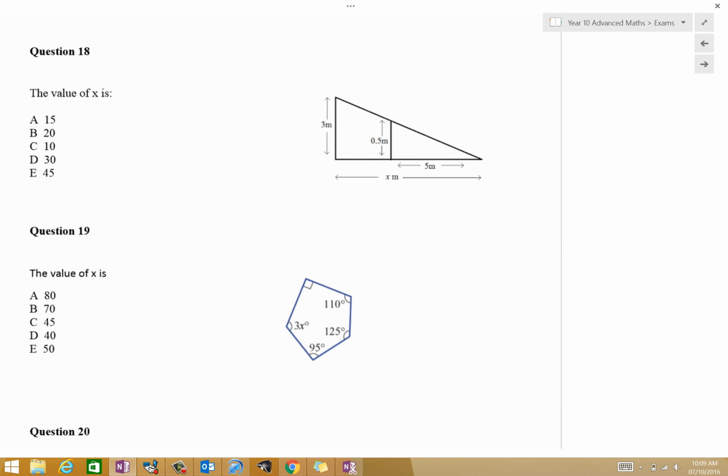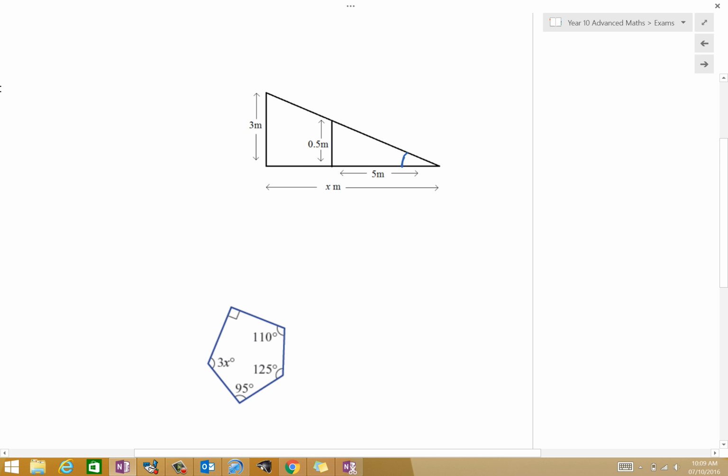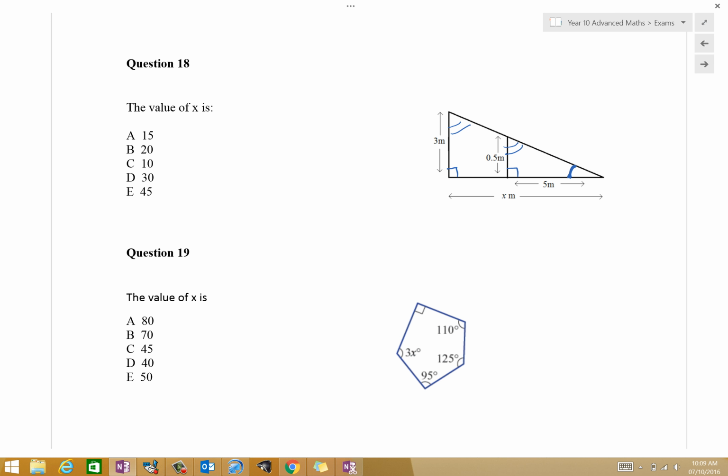Value of x. This is similarity. We know these triangles are similar because they share the same angle there. They both clearly have right angles. And these angles are also the same. Hence, they are similar. Now, I guess the easiest way to do this is that if they are similar, the ratio of 3 metres to 0.5 metres would be equal to x metres over 5 metres. And I then am solving for x.